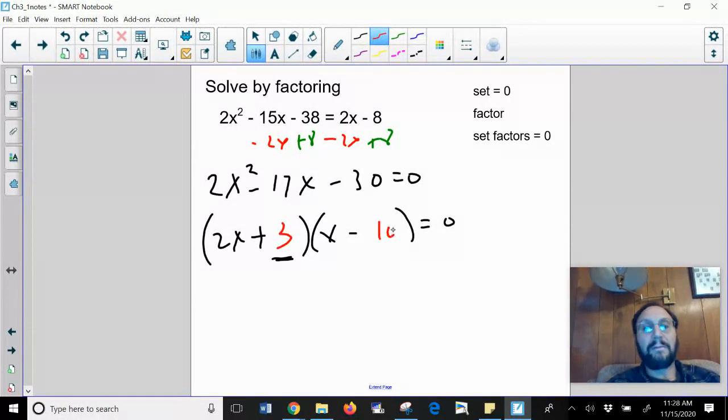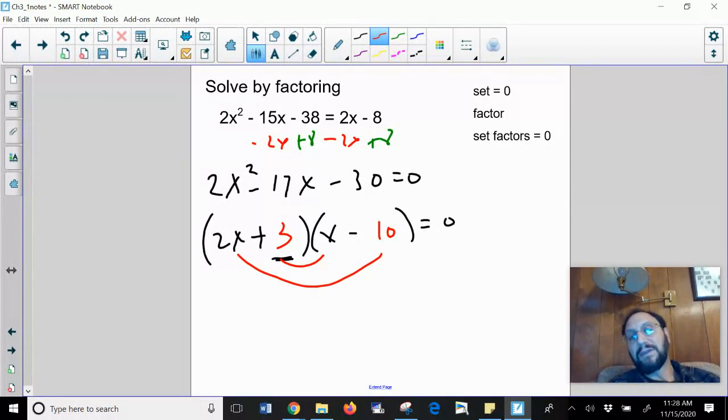I could try 3. How about 3? So here I have a negative 20 and positive 3. Well, negative 20 plus 3 is negative 17, so we're golden on that one. So I've set it equal to 0. I've factored it into two things that multiply up to 0. Now I'm going to set the factors equal to 0.